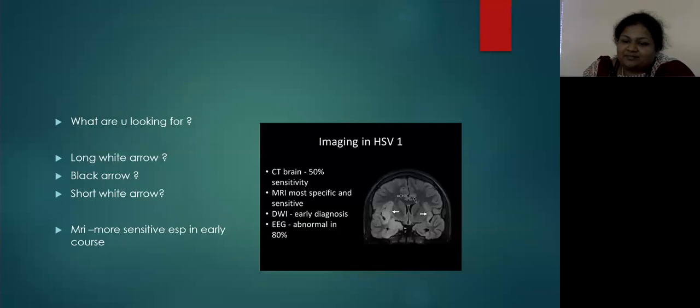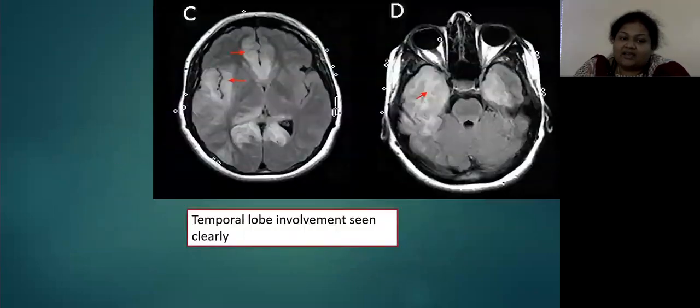What about the short white arrow here? What is that? There's an uncal herniation which is starting. So these are all things to look out for. Insular cortex, how does it look? Medial temporal lobe, is there an uncal herniation? If it's clearly there and it's a very florid HSV, then you will see a lot of temporal lobe abnormalities.